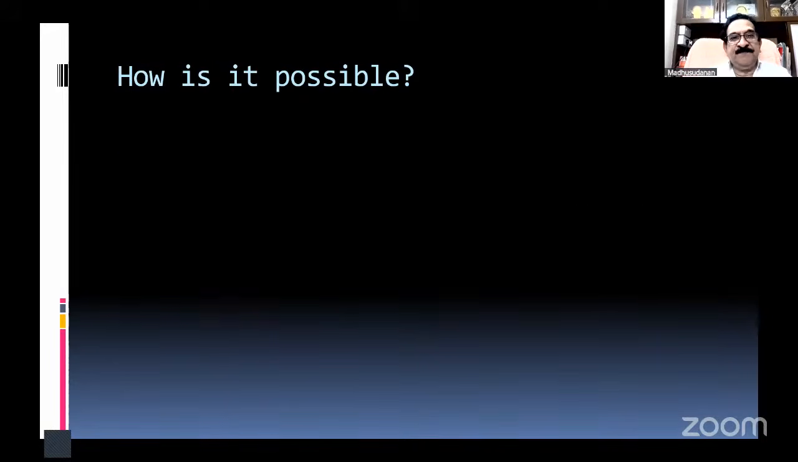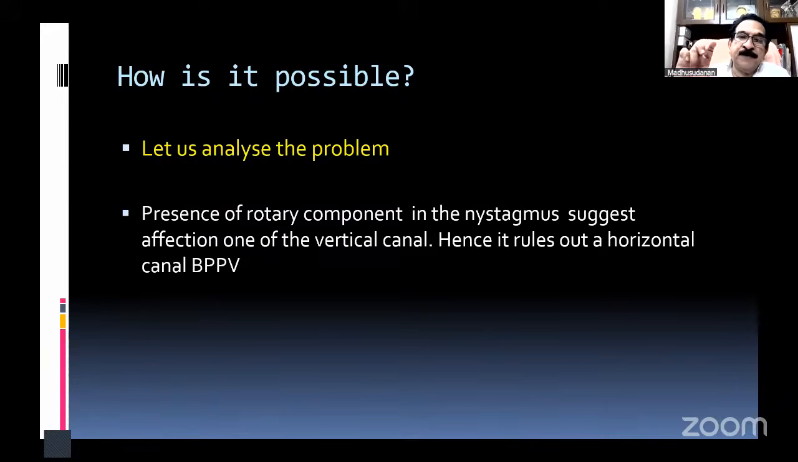Now, how is it possible? Let us analyze the problem. The presence of a rotary component in any nystagmus suggests that one of the vertical canals is affected, or the output is from a vertical canal. It cannot be due to horizontal canal involvement. So it is not a problem of the horizontal canal, even though it is occurring in the side-lying position, the characteristic testing position for horizontal canal BPPV, the supine roll test. This is not horizontal canal BPPV.